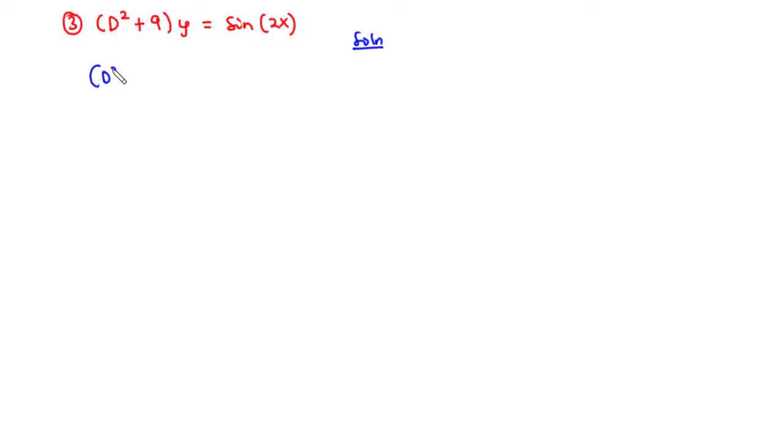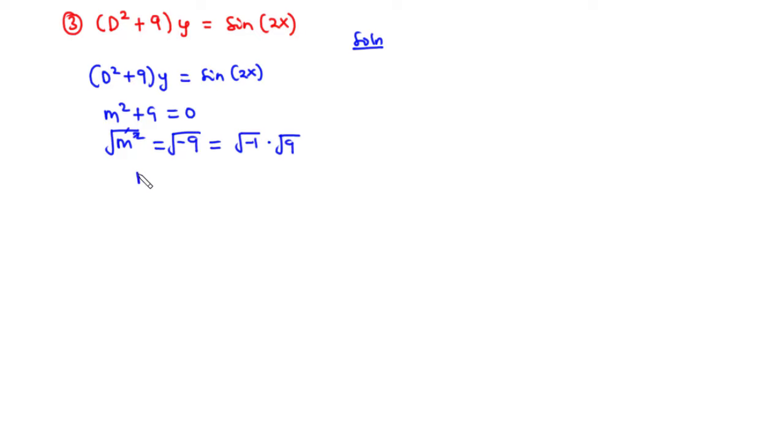So we have d squared plus 9, all times y, equals sine 2x. So first we have the auxiliary equation giving us m squared plus 9 equals 0. We have m squared equals negative 9. We take the square root of both sides, and then this can be simplified as the square root of negative 1 times the square root of 9. So we have m equals plus or minus i times 3, so this is plus or minus 3i.